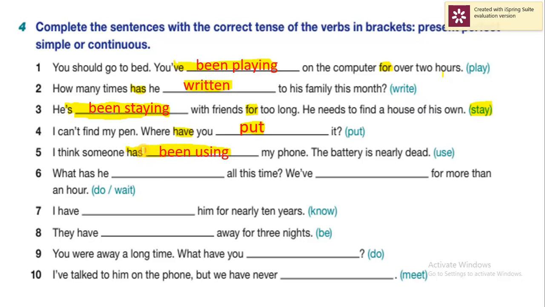Because of that, this means it has been or someone has been using it for a long time. Okay, now let's move to the coming one. What has he? Here we have the verb do and wait. So here it is do. Now, and here we have all this time. All this time, here it is not a keyword, as many students say.